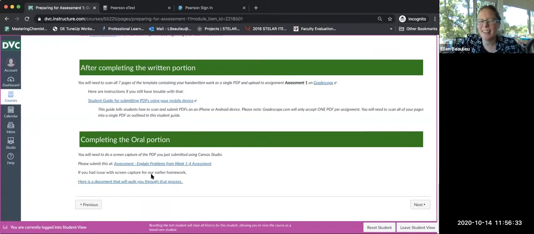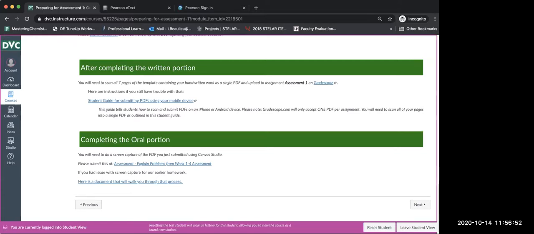And I'm going to extend the time for the oral portion just to account for bandwidth issues, not for the fact that it should take you that much longer to record it. Just that I want to make sure that you have enough time to upload it so that it won't be penalized. Does anybody have any questions on your upcoming assessment?